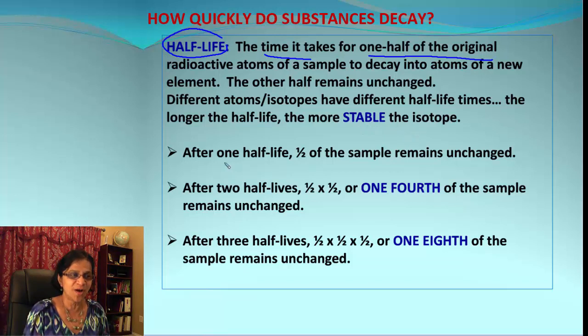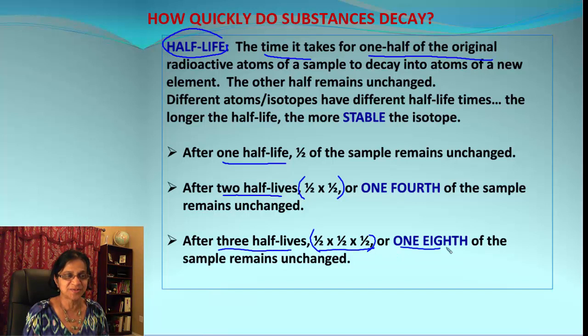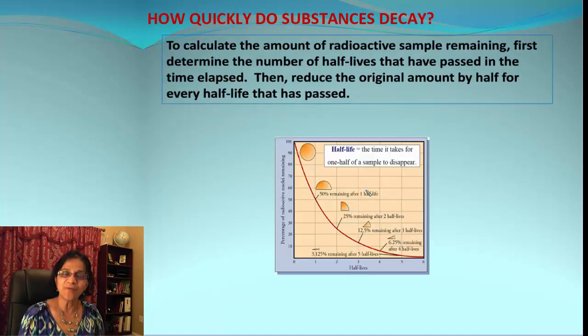Whenever one half-life is over, half of the substance remains. When there are 2 half-lives, half of half, or 1/4, remains. If it's 3 half-lives, 1/8 of the substance remains unchanged. This graph will give us some idea about half-life. This is the beginning sample. After the first half-life, 50% or half of it is gone and half is remaining. After the second half-life, it's half of the previous one, or 1/4 of the original, remaining, and so on.